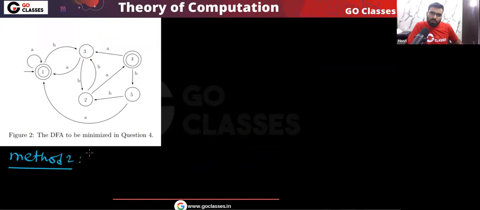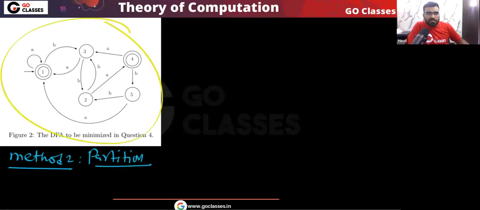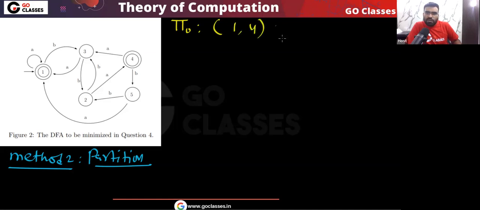That is your Hopcroft algorithm, partition. Okay, so let's do this. Is there any unreachable state? There is no unreachable state. So let's start with pi 0. Pi 0 means all the final together, all the non-final together. The final ones, 1, 4, are together, and 2, 3, 5 are together.